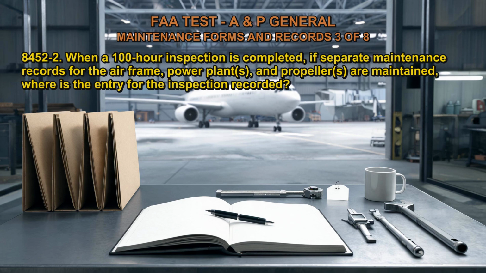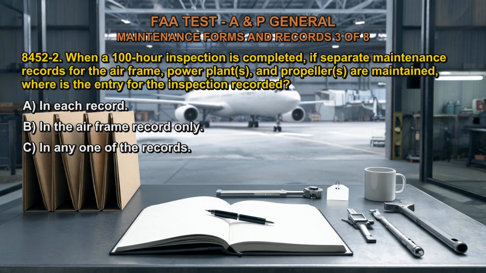8452-2. When a 100-hour inspection is completed, if separate maintenance records for the airframe, powerplants, and propellers are maintained, where is the entry for the inspection recorded? A. In each record. B. In the airframe record only. C. In any one of the records.